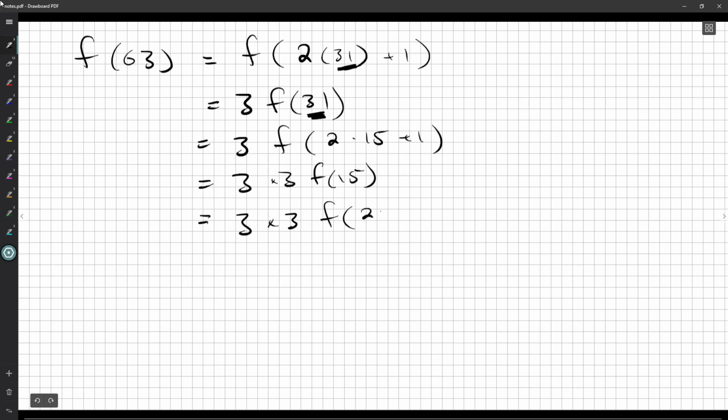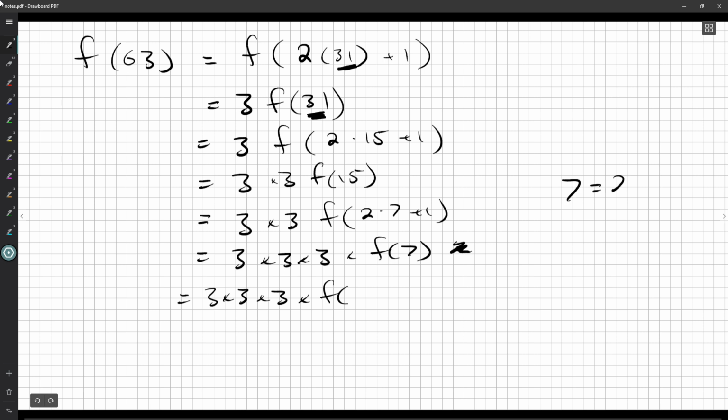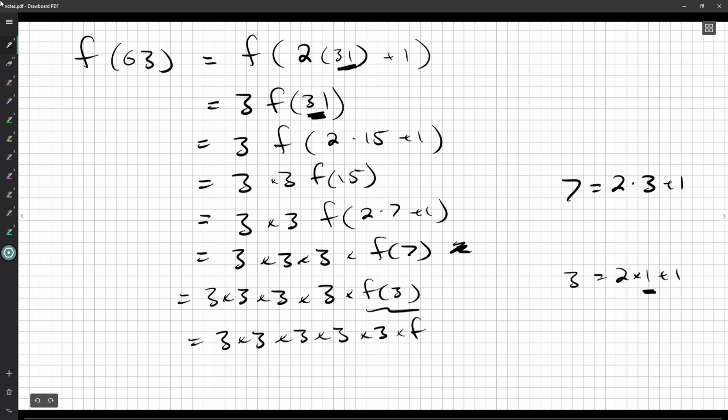F of 15 is 2 times 7 plus 1, and so that gets traded for another factor of 3. And then we get to f of 7. And 7 can be written, I'll just write it off to the side so I don't run out of space, as 2 times 3 plus 1. So I can change f of 7 for 3 times f of 3. And 3 can be written as 2 times 1 plus 1. So I can trade f of 3 for 3 times f of 1.